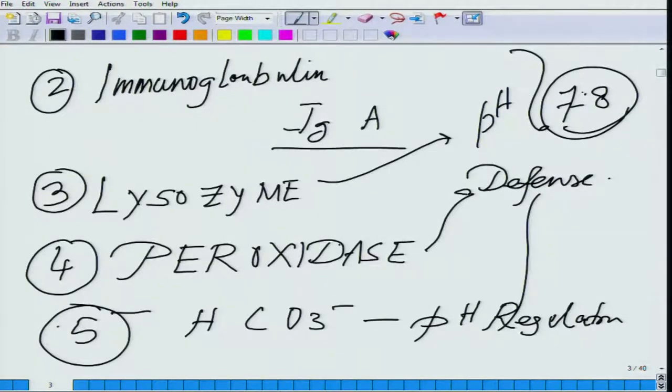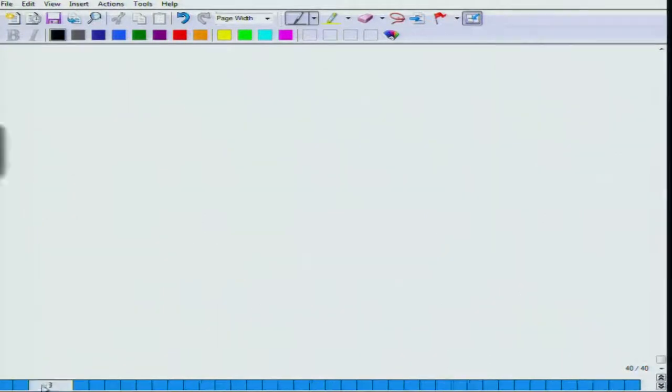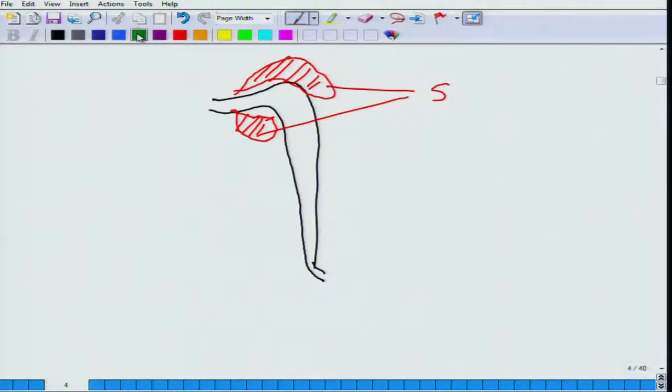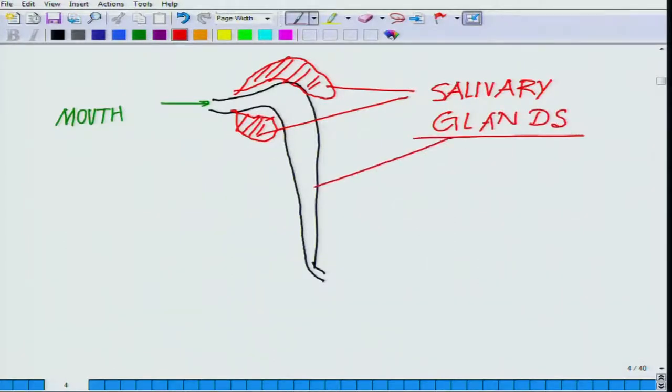And if you look at the anatomy, how this looks, one second. The anatomy is something like this. If this is the mouth and this is the GI tract which is moving, out here you will see some organs sitting there, a group of three organs, and this is your mouth. In the back of the mouth you have the salivary glands, and there are different salivary glands which have different functions.